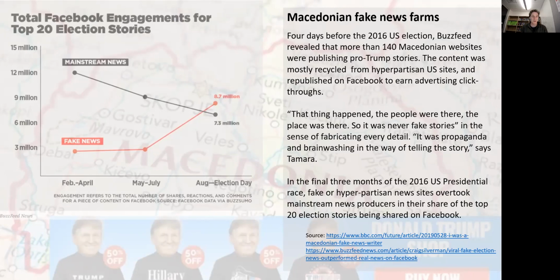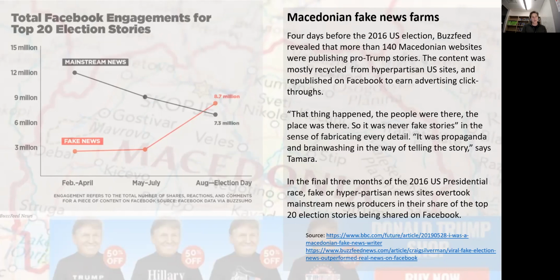Here we get a perspective on what was happening from Tamara, who was one of the workers in these Macedonian fake news farms. So the information was true in the sense that they were talking about things that actually happened, right? They weren't fake stories in the sense of fabricating every detail, but it was propaganda and brainwashing in the way the story was told. The way the story is promoted, and the way that the stories were taken up in social media amongst US users, and propagated and promoted again by hyper-partisan sites and recycled in this way, was in effect very polarizing and damaging and polluting to the political debate in the lead up to the US election.